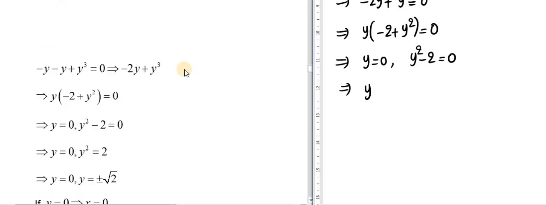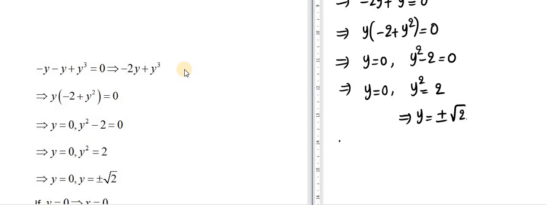Y equal to 0, comma, y square equal to positive 2, which implies y equal to plus or minus root 2. Now we have 3 y values. One is y equal to 0. Second one is y equal to plus root 2. Third one is y equal to minus root 2.